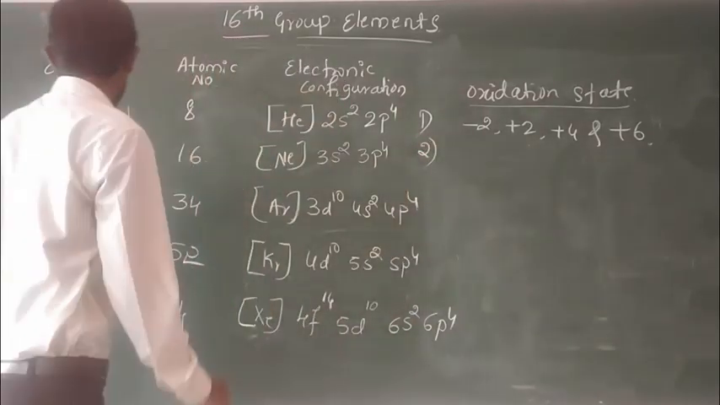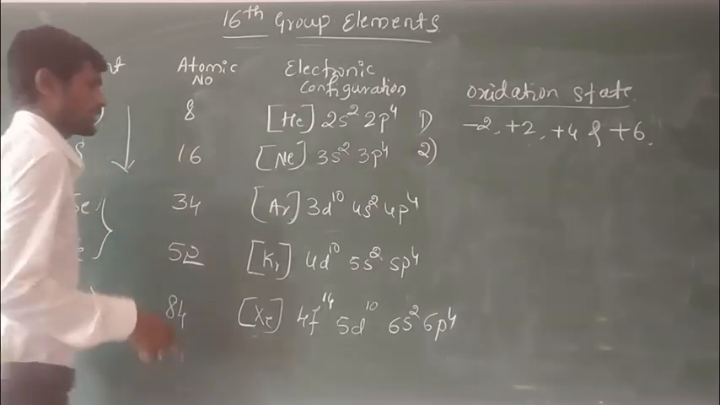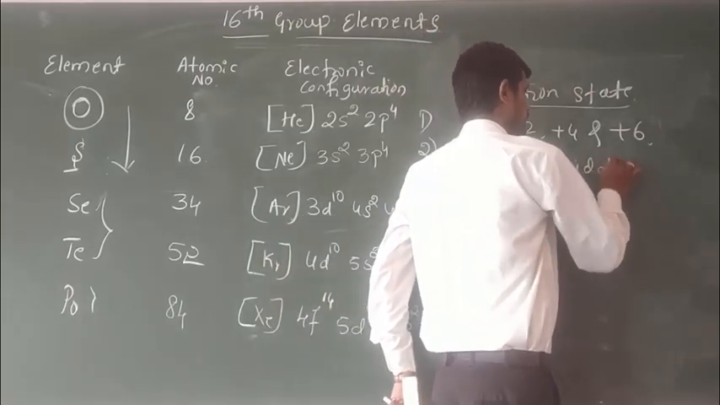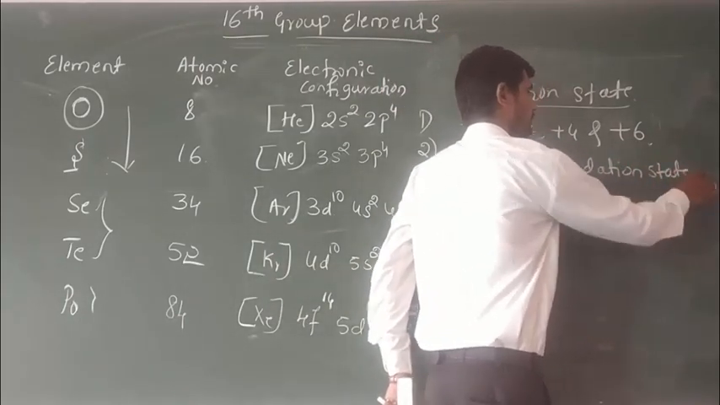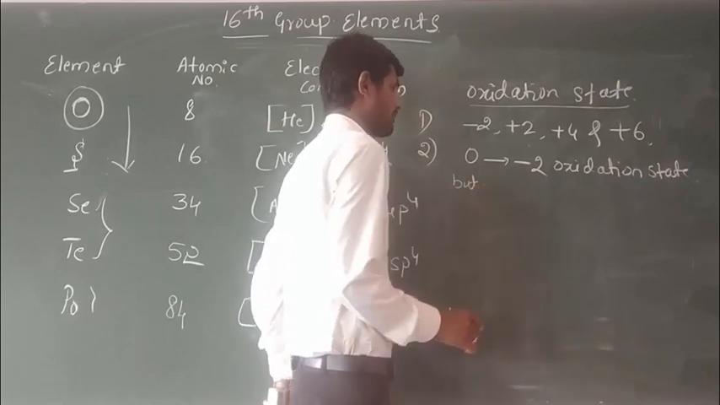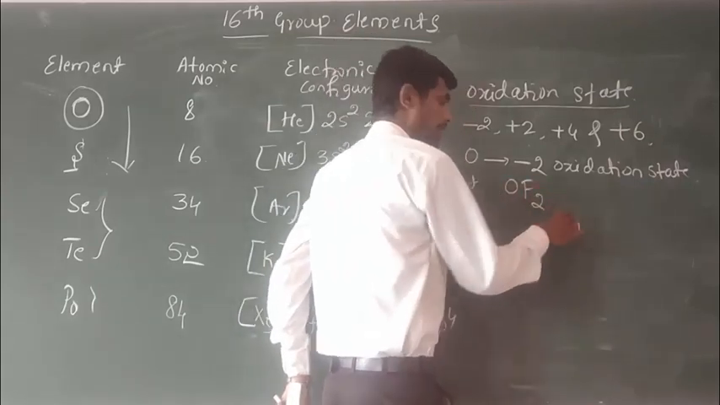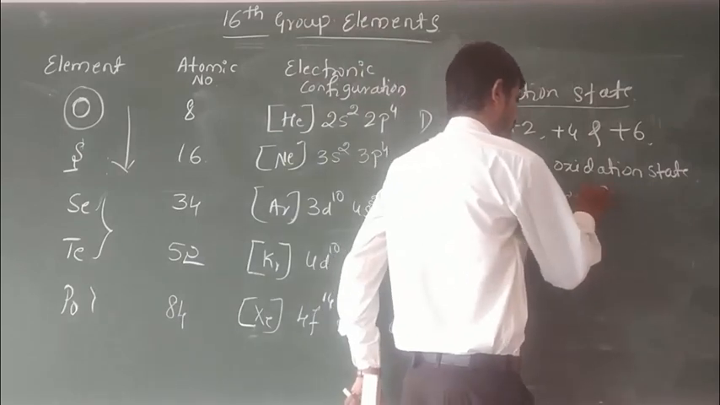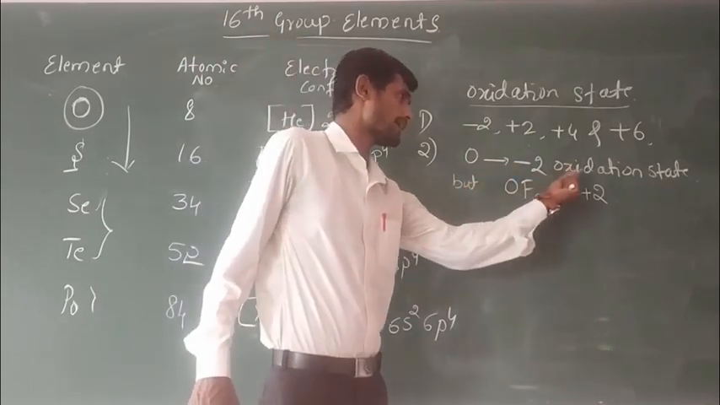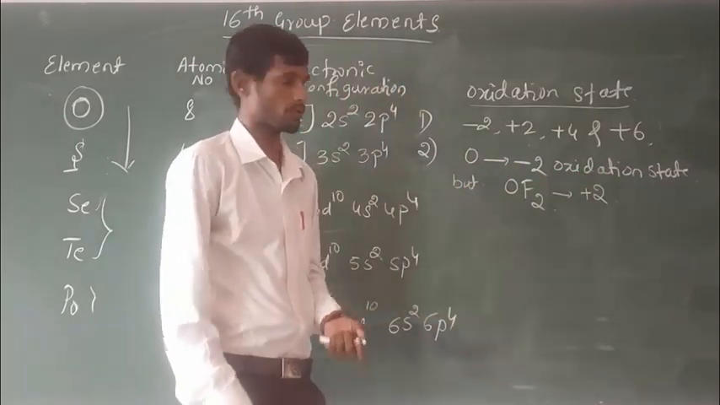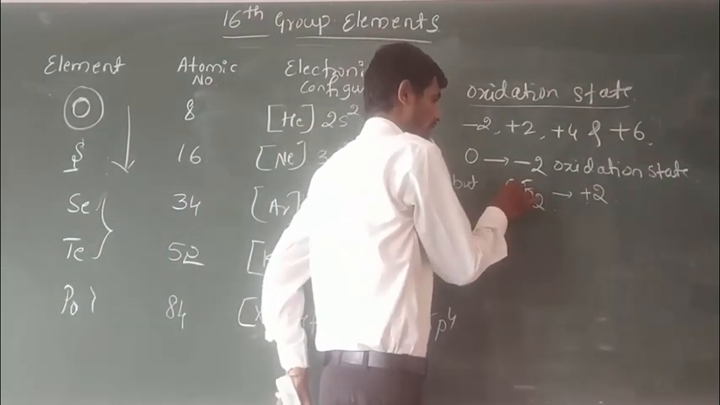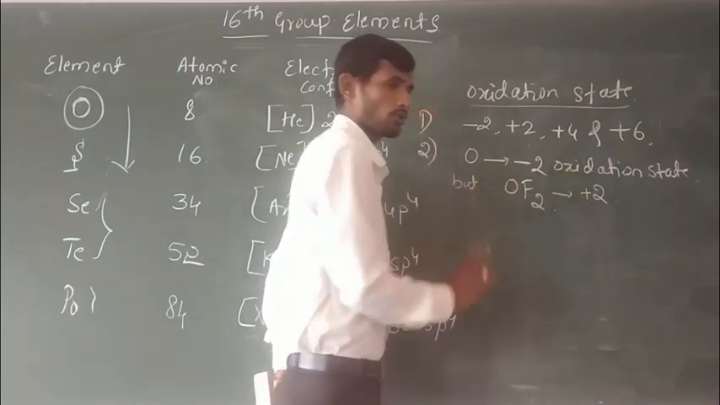Next, another point, see here, oxygen. Oxygen usually shows -2 oxidation state. But in presence of OF2, its oxidation state is +2. Remember, this is very important. Usually oxygen shows -2 oxidation state in several types of compounds, but in presence of OF2 it is +2. Oxidation state of oxygen in OF2 is +2.